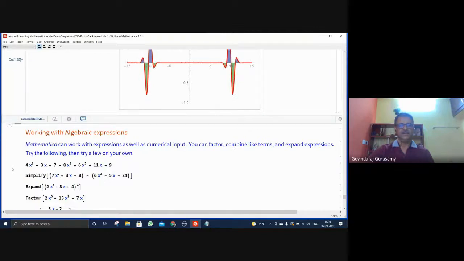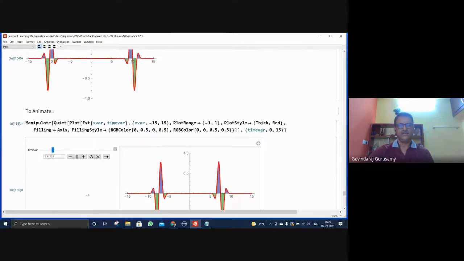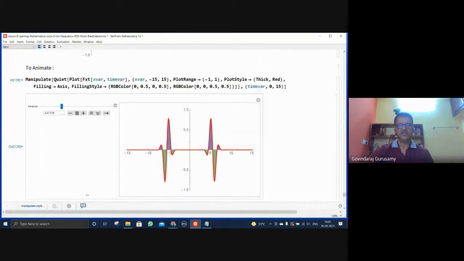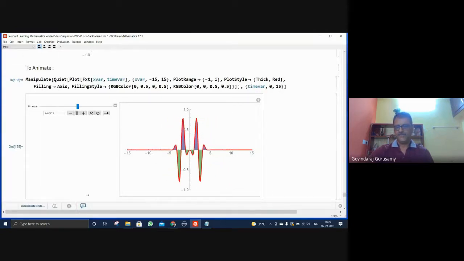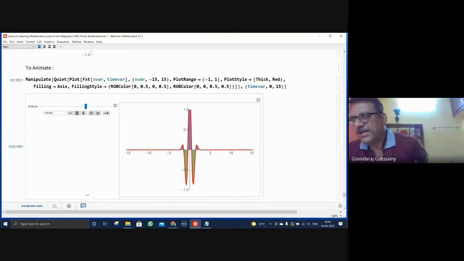Okay, we'll stop here. There are other interesting things, like the algebra connected to the Mathematica course, that we will learn next class. So, any questions, any clarifications required?